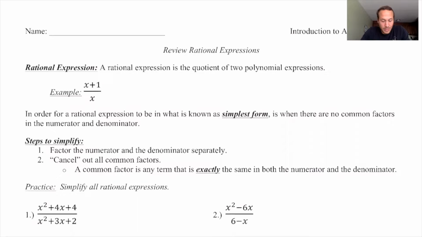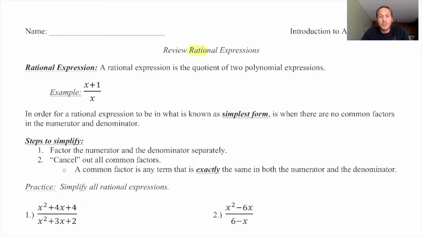A rational expression, what is it? Think about a ratio, first of all. If you think about it, rational has the word ratio in it. A ratio, if you learned in Algebra 1, is just a fraction. So a rational expression is the quotient of two polynomial expressions, okay? An example of that would be something like x plus 1 over x, pretty much any polynomial over another polynomial. And remember, monomials are still polynomials.